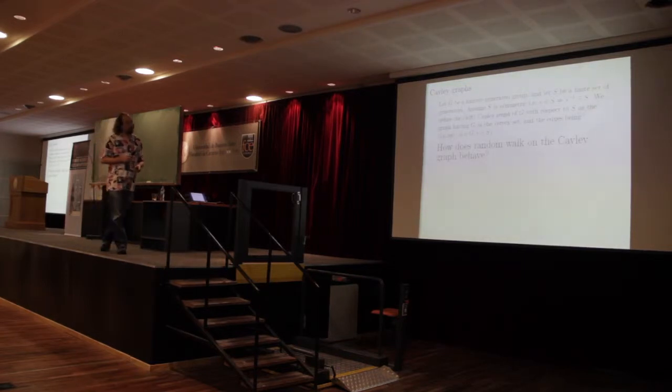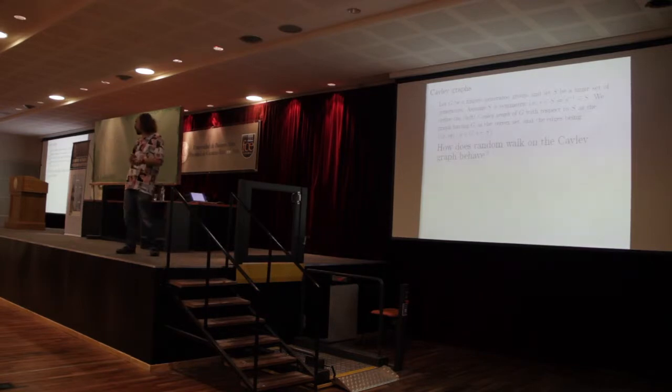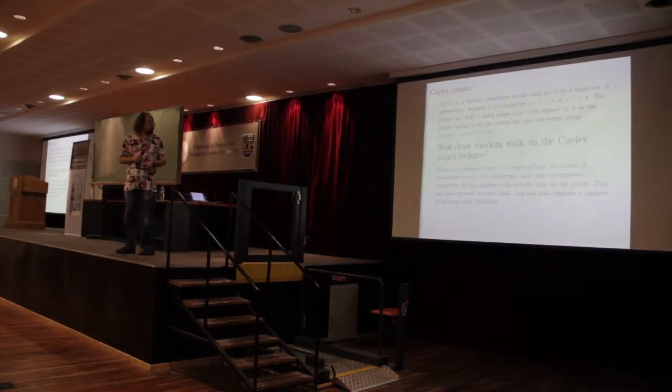And we want to understand random walk on this kind of graphs, both in general, but this talk will be about the specific case of the symmetric group, the group of permutations of n elements. So there is an interesting difference between infinite groups and finite groups, and even more specifically the symmetric group.